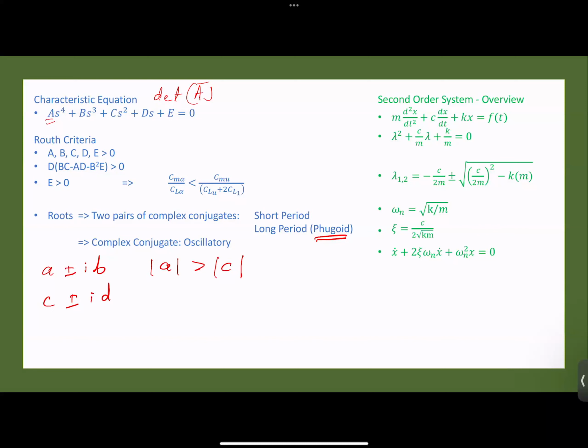Can someone tell me which one is short period and which one is long period? If the magnitude of A is greater than the magnitude of C, this is the short period and this is the long period, right?